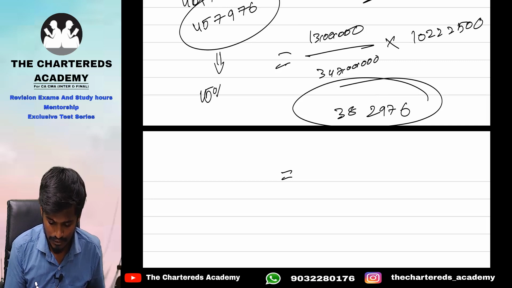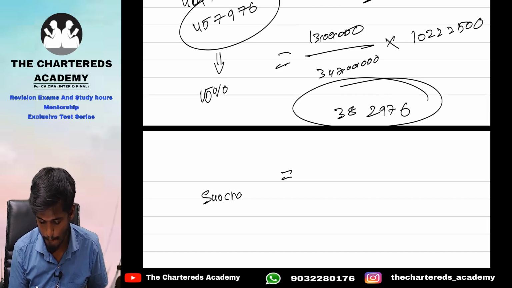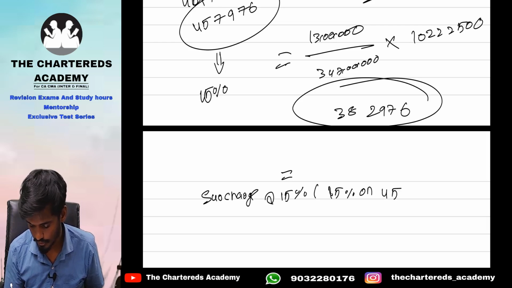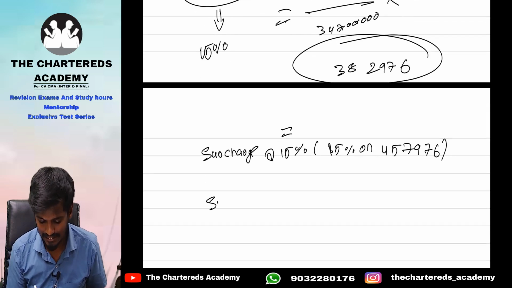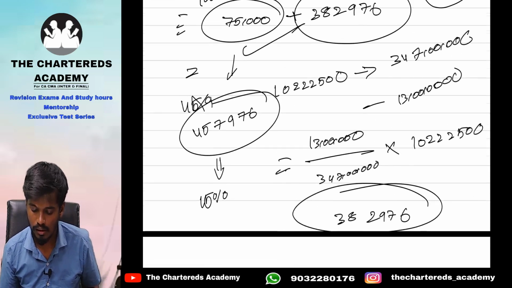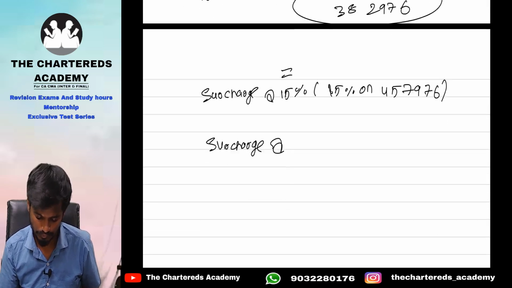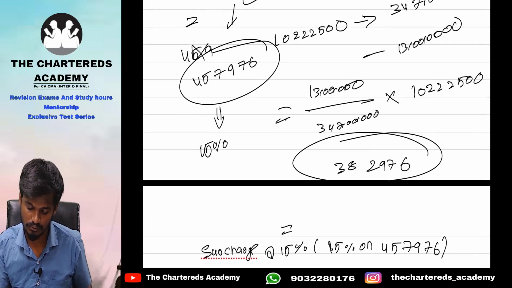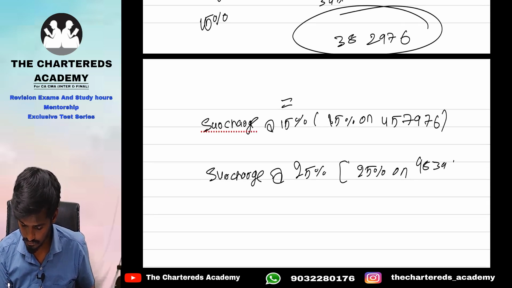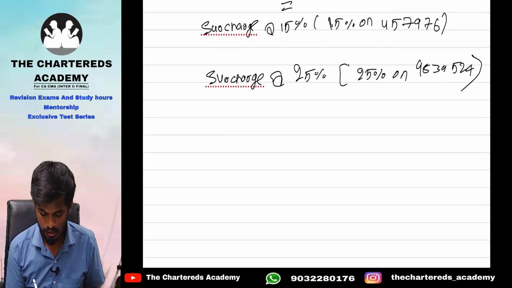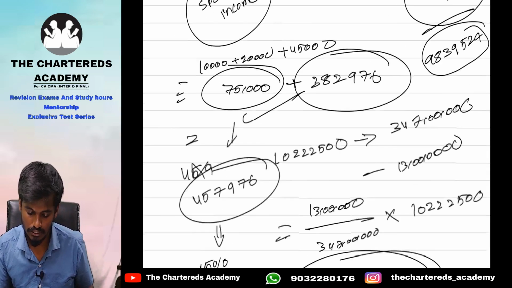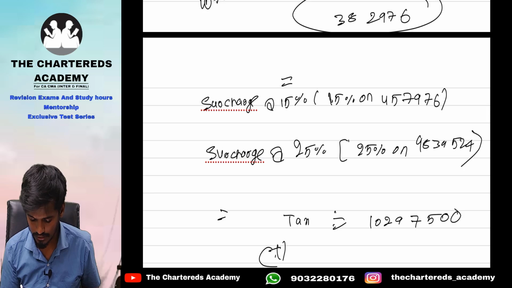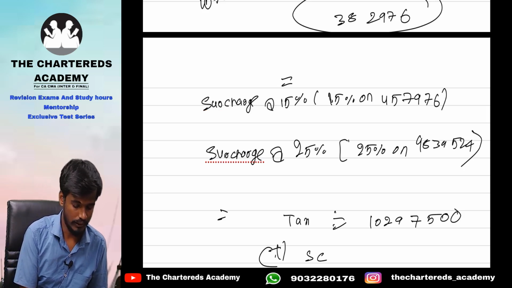Sir, in this we apply the 15% surcharge rate directly on the specified income, 45,79,76. The normal income itself exceeds 2 crores, so 25% on that. And our tax is 10,297,000 plus surcharge, which is 45,7976 into 15%.